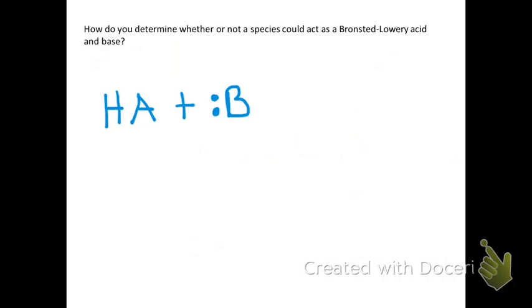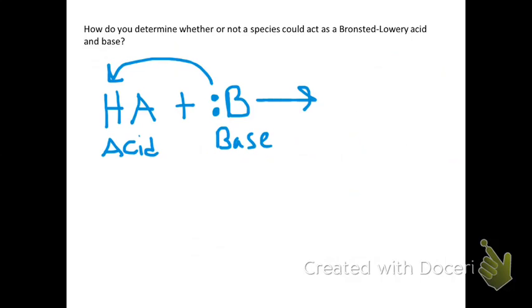Again, what will occur is that the lone pair will grab hold of the H+, so the acid will donate the H+ to the base. Our acid and base, and many times we will form an equilibrium situation with these, and so we will have HB+ plus A-.